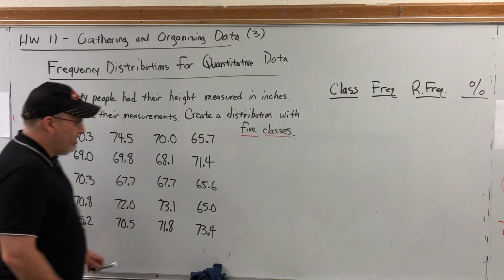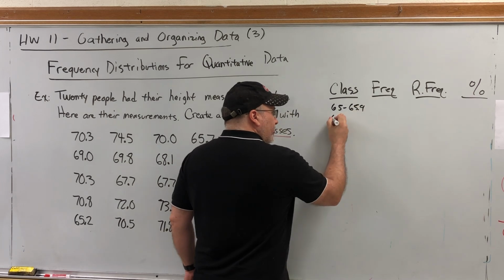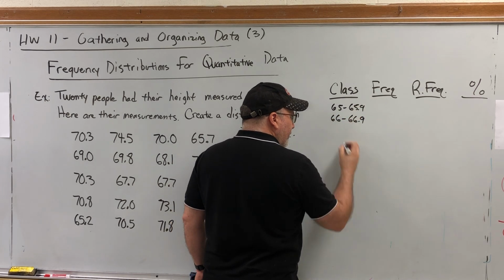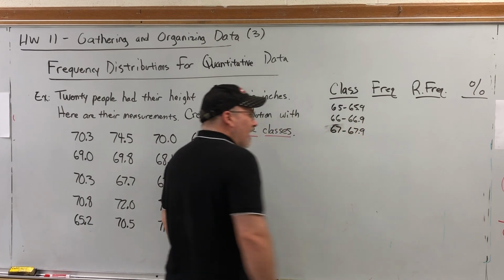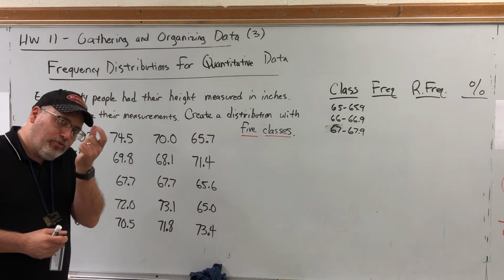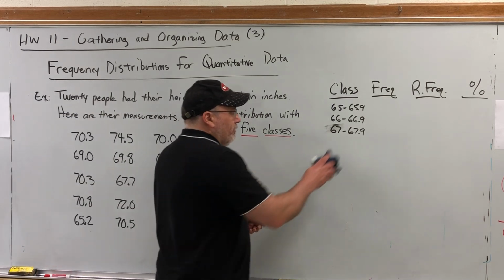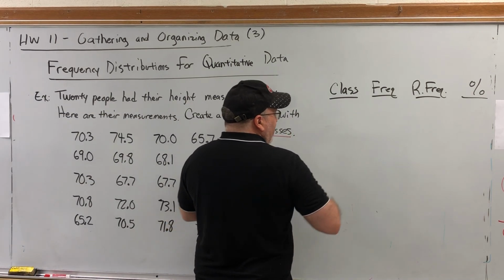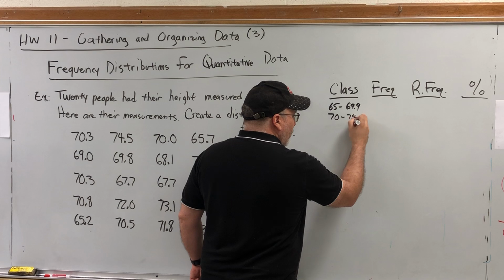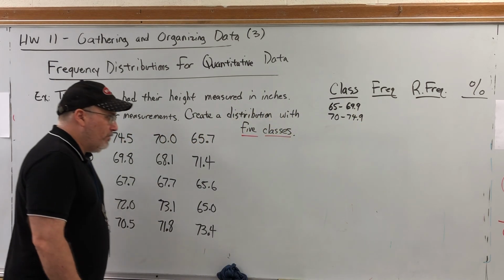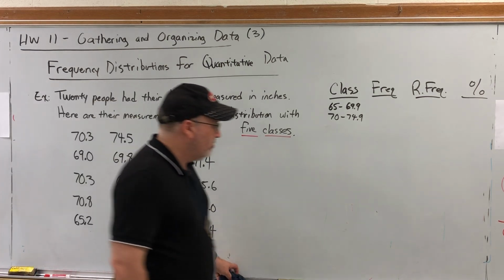For example, we wouldn't want to say something like 65 through 65.9, 66 through 66.9, 67 through 67.9. I mean, we could do that, but those classes are pretty narrow, and there's a chance that some of them would be empty. We don't want them too wide either. For example, we don't want to say 65 through 69.9, 70 through 74.9, because then we would only need 2 classes. Half of you would be under 70 inches, half of you would be over 70 inches.